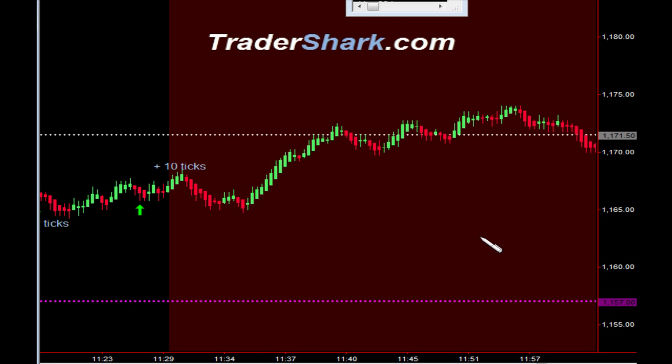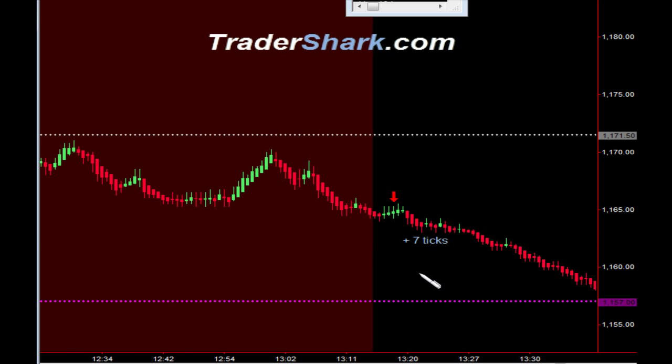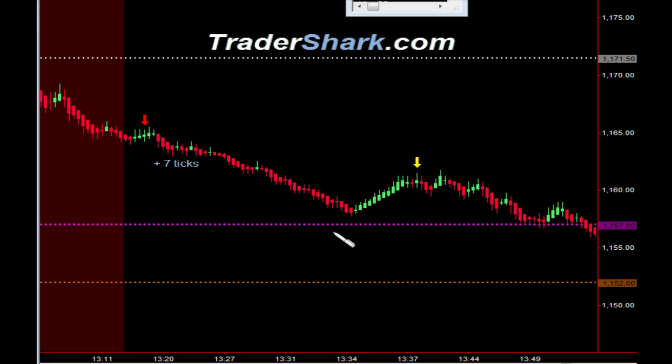This is a no trade zone from 11:30 until 1:45 Eastern Standard Time. That's just a period of higher volatility and lower volume. Coming out of the no trade zone, we had an opportunity to get short. Target 1 and target 2 were hit for a total of 7 ticks.